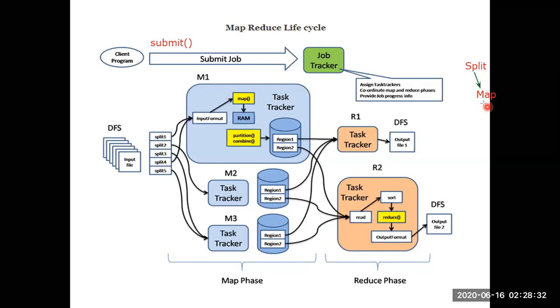Okay, and that is where the task tracker works. And that's what I told you. Task tracker is the one which does the task which is to be carried out inside a particular job. Once this is done, then it is going to be passed for the reducer phase. Let's see what the task tracker is doing.